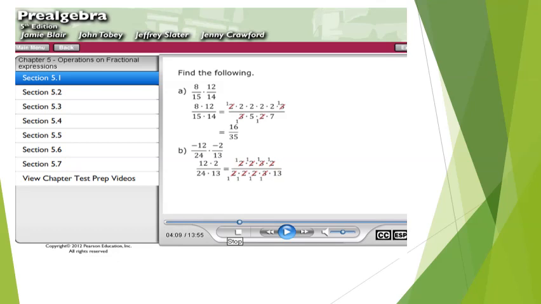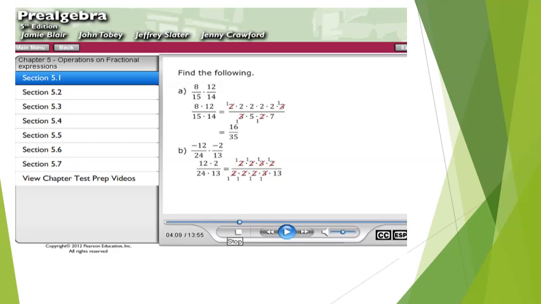15 primed out is 3 times 5, 14 primed out is 2 times 7. So we have all of our prime factors in the numerator, and all of our prime factors in the denominator. What we need to do now is cancel out our common factors. So we have 2 over 2, which is 1 over 1 actually, because anything over itself is 1. And then we also have a 3 that's in common in the numerator with the denominator, so we can cancel them out.